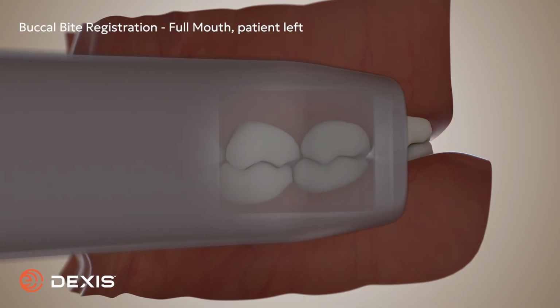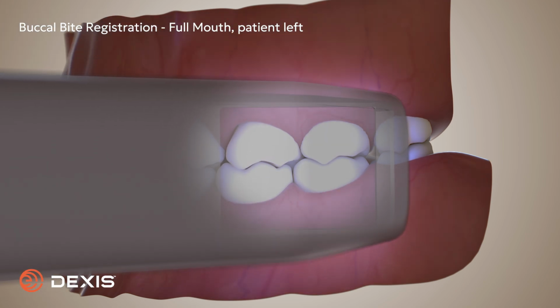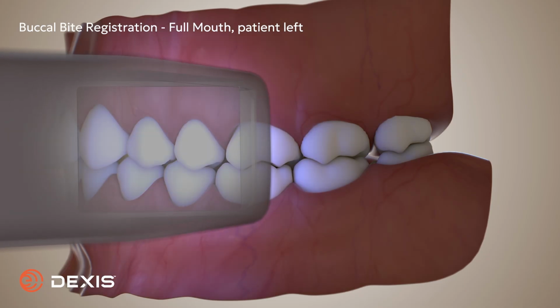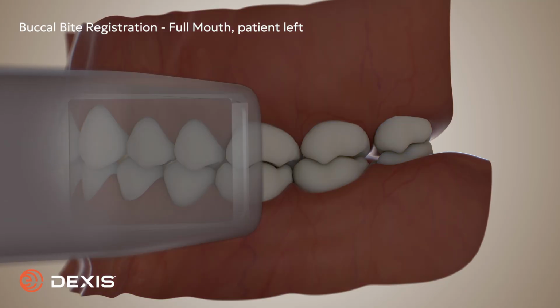Place the scanner on the maxillary molar buccal surface and glide up and down past the gingival margins, keeping gentle contact with the teeth. Next, repeat the process at the first premolar canine region. Scan up and down until recognition occurs.